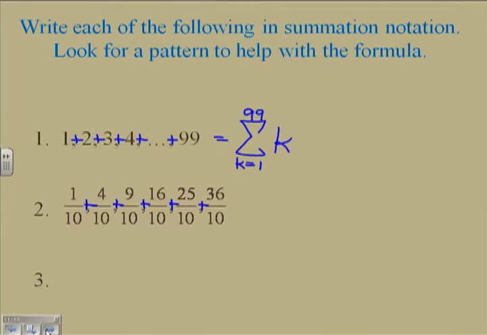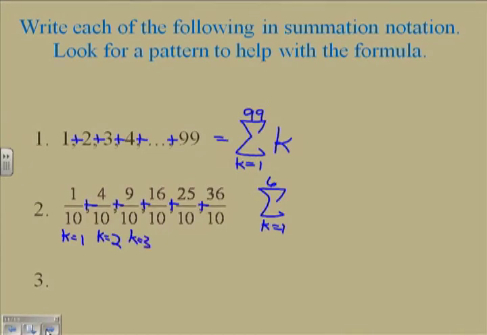So I've got 1, 2, 3, 4, 5, 6 terms. So I'm going to start with 1, and I'm going to end with 6. Now this is the first term, k is 1. For this guy, k is 2. For this one, k is 3.